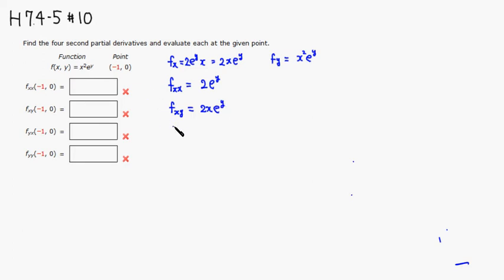How about the partial with respect to y first, then the partial with respect to x? So take this guy and then take the partial with respect to x. It's going to be 2x, and e to the y is just a constant. About the second partial with respect to y, we just take the partial with respect to y, so you're just going to get the same thing.